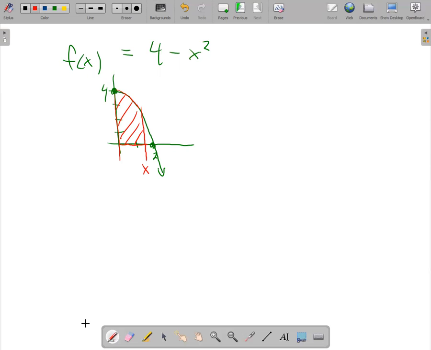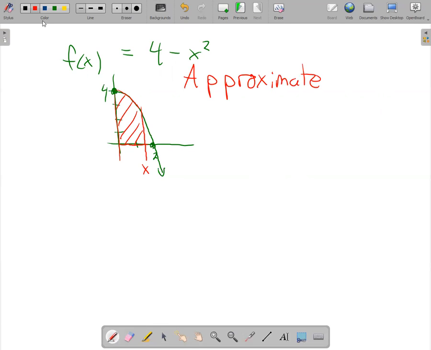Now, I know formulas for areas of triangles, and I know formulas for areas of rectangles, and I know formulas for areas of circles, but I don't remember before calculus learning a formula for the area under a curve like a parabola. Right? That's not covered in standard geometry. So what do we do? Well, at first, our only choice is to approximate that area.